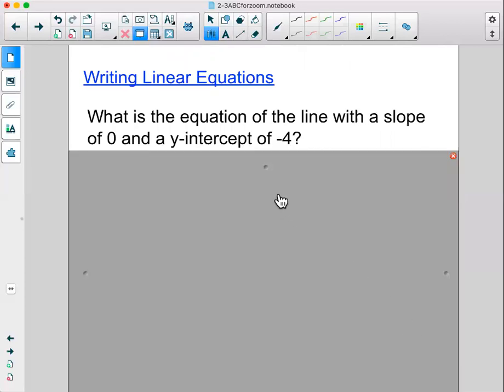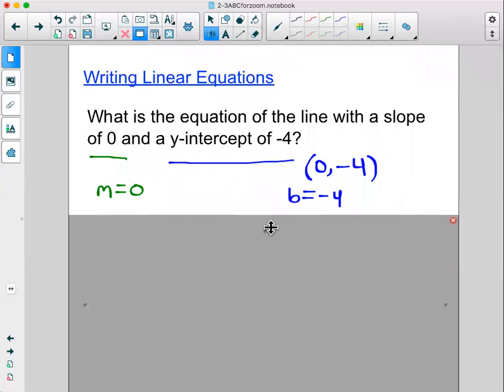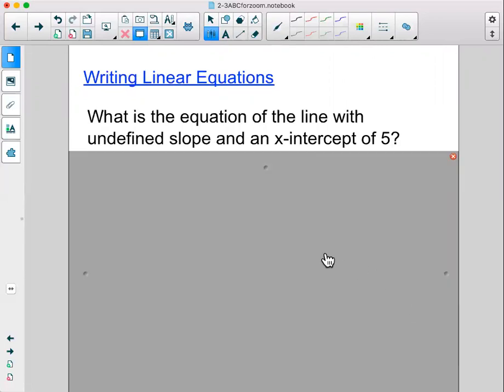All right, so with that in mind, let's find the equation of a line with slope 0 and y-intercept 4. If the slope is 0, it's a horizontal line. And if it's a horizontal line, that means y always goes up the same height. So y equals 4.